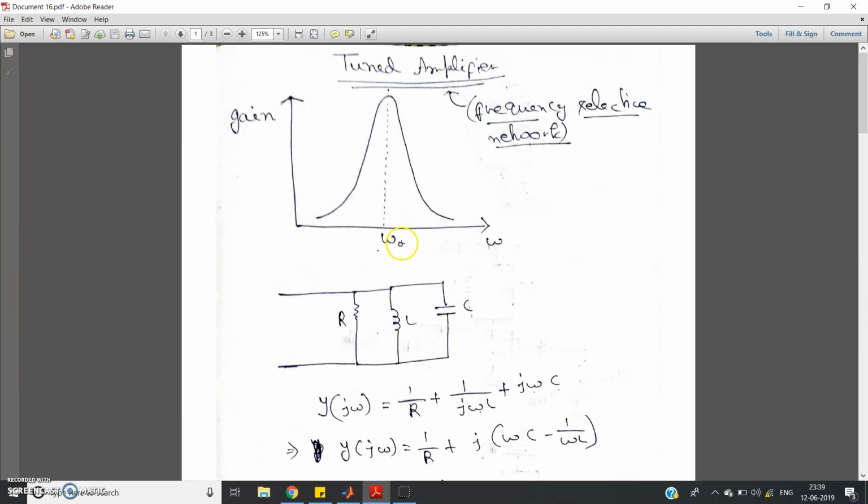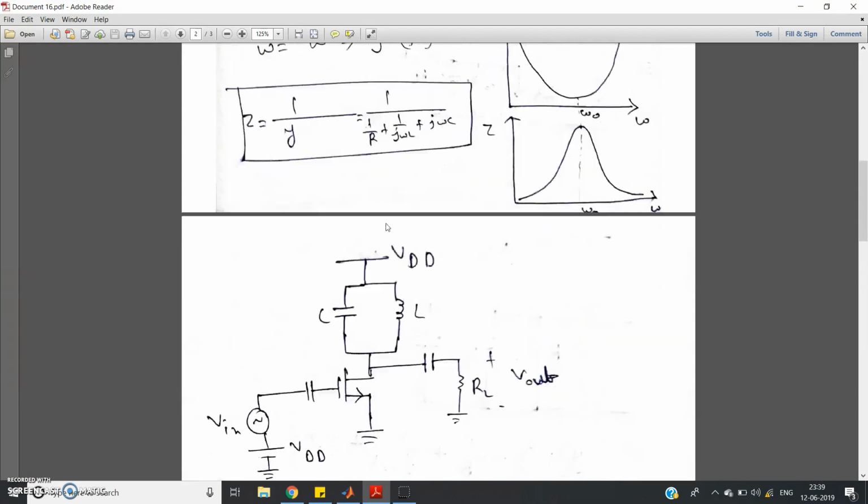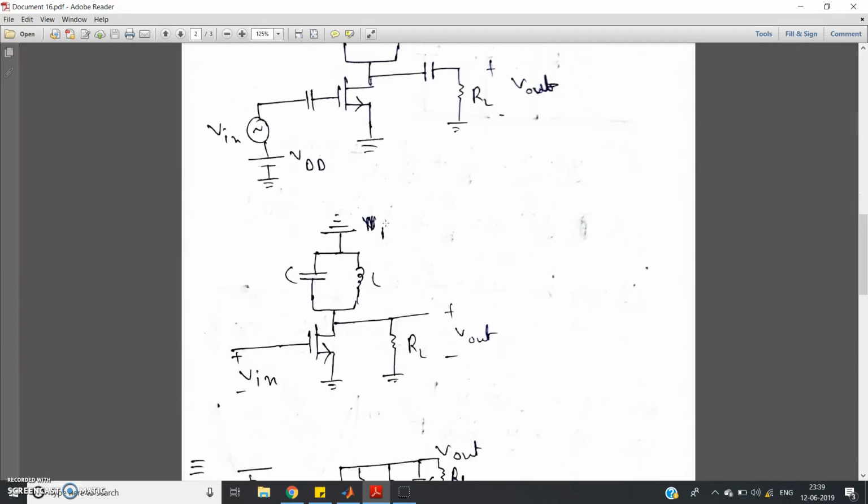We can design it according to our need, that is, we can adjust the omega naught value by changing inductance and capacitance, and we can amplify our desired frequency signal with a very high amplification factor, and attenuate other frequency signals, so that we basically get our desired signal. So this is a very important analysis, very simple. This is a very small topic but very important.